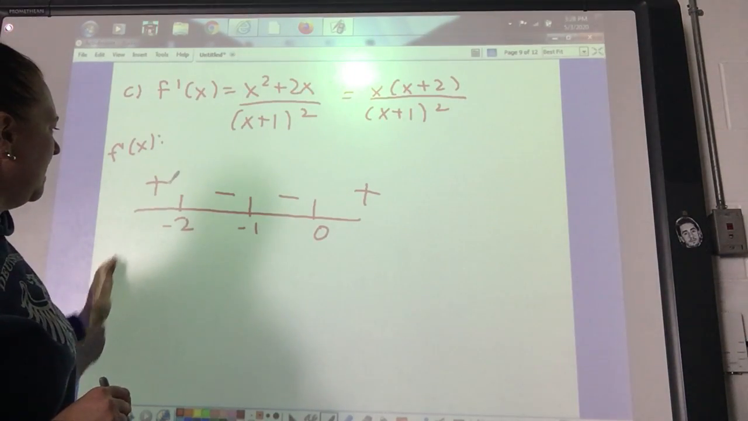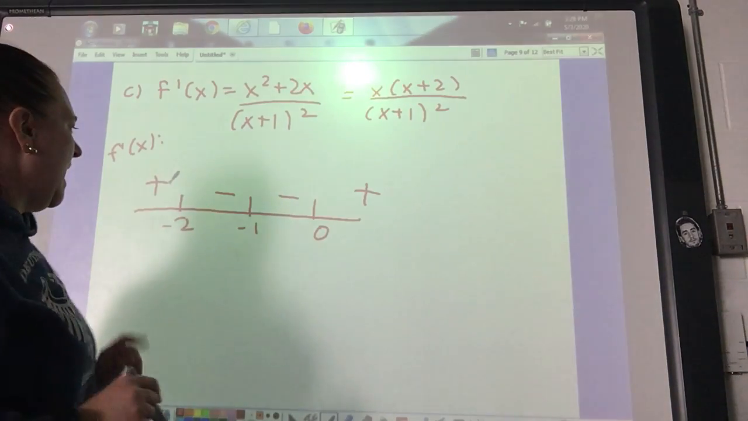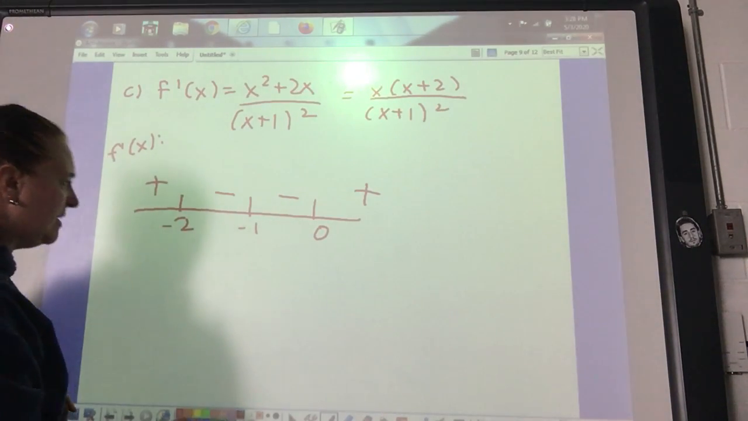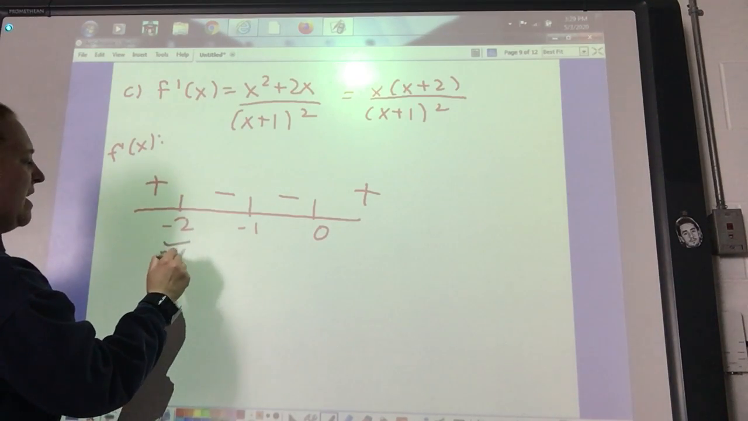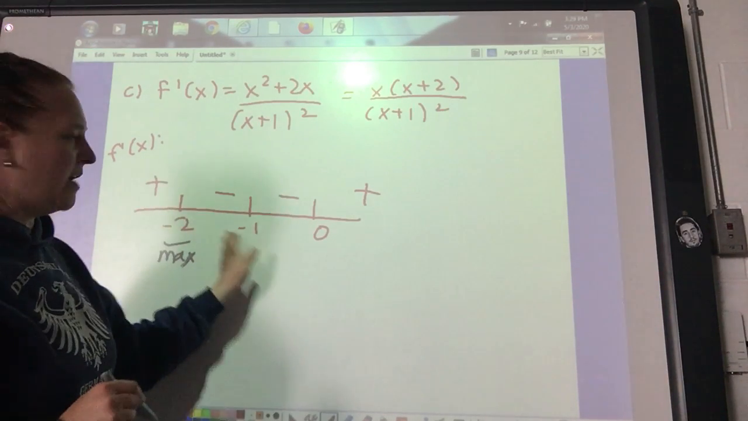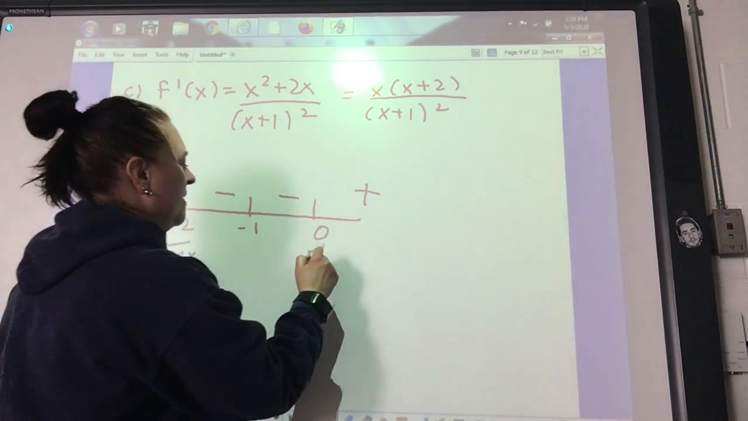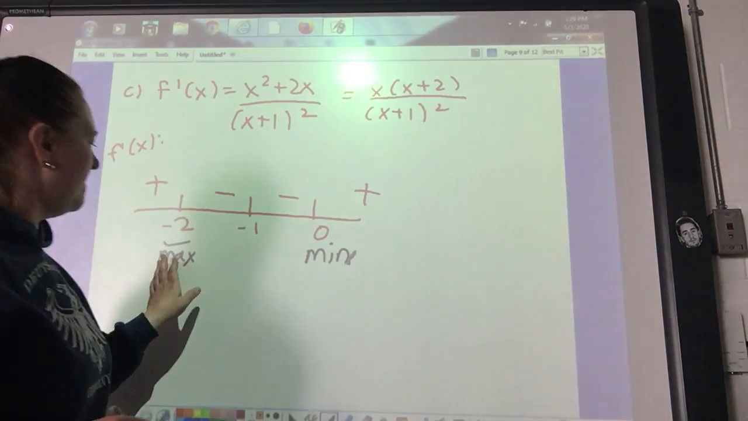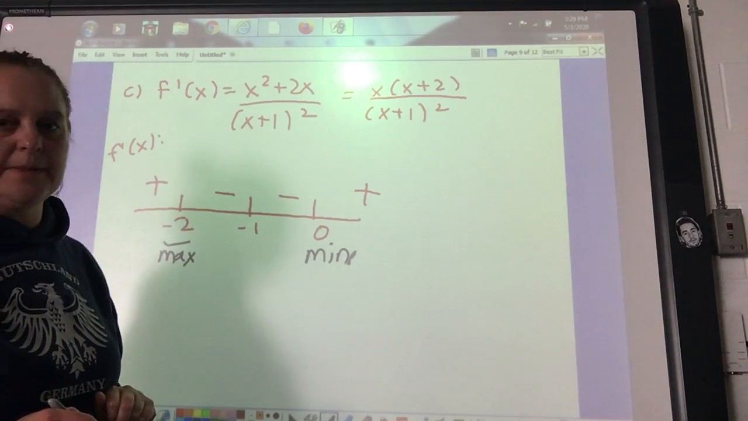So the function is increasing, decreasing, decreasing, increasing. And the other information it gives us: do we have min or max values? It goes from positive to negative, so that means we have a max value here. It's not changing, so that doesn't give us any information. Negative to positive, we have a min here. So we have a min, a max, and it tells us where the graph is increasing and decreasing.